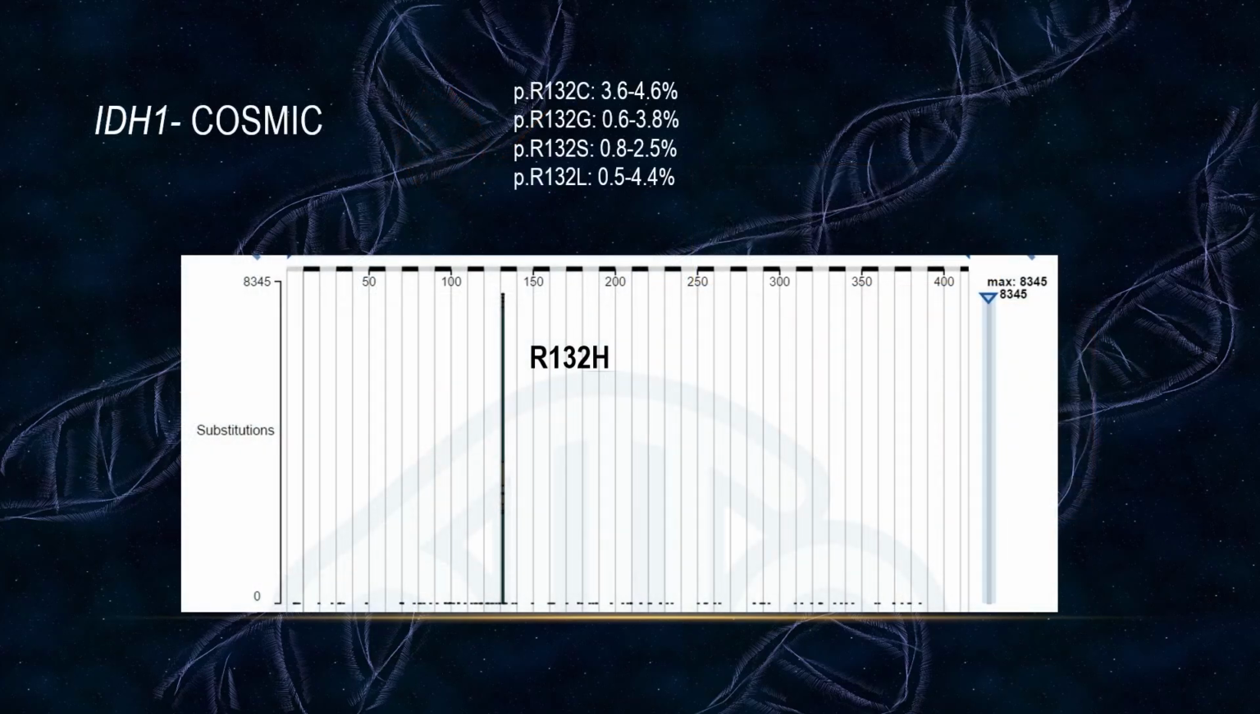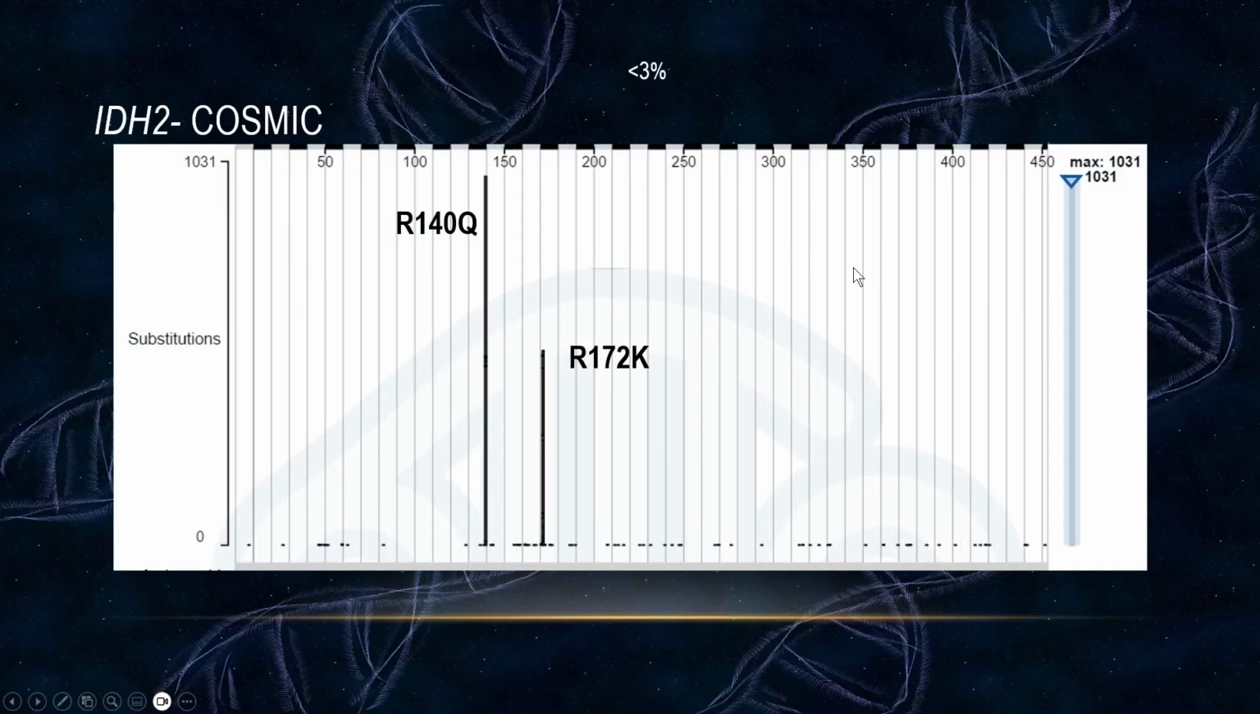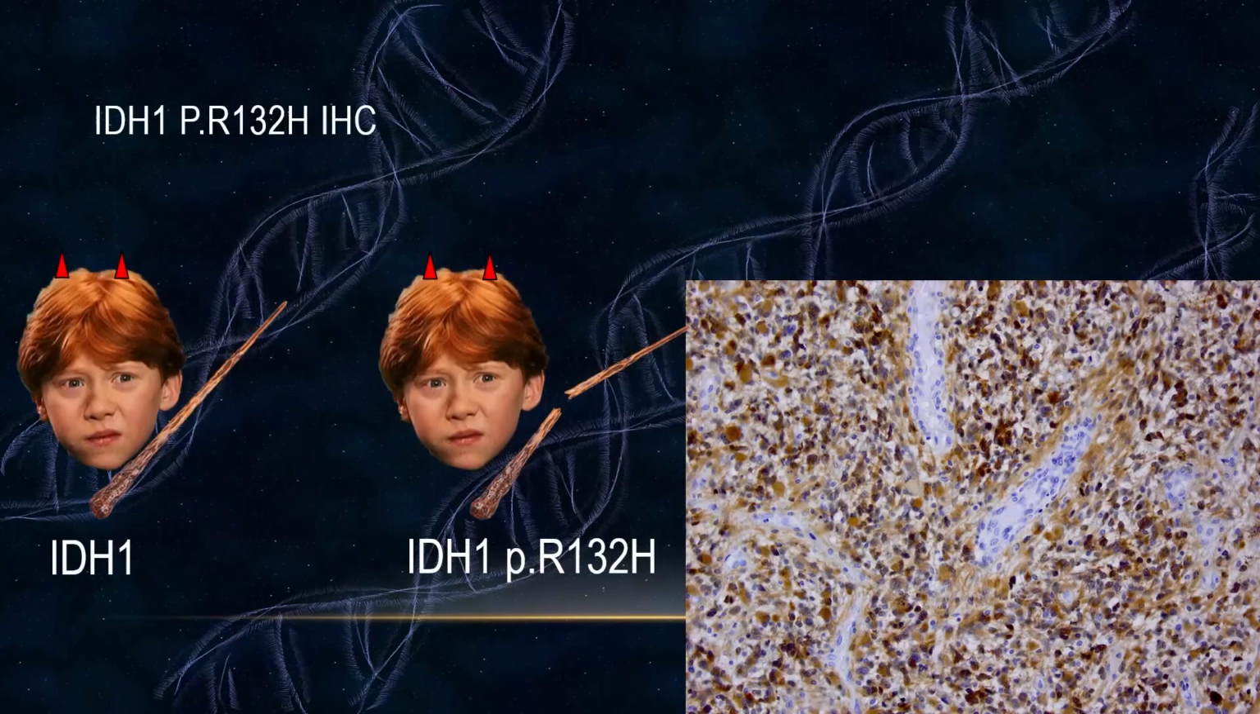So we used COSMIC for some of these other things as we've gone through these. You can see most of these are one mutation, this R132H, like you see with a lot of oncogenes, although it's a little different in this case. There are some rare ones that you can see up here in a smaller percentage. And then another small subset is IDH2 mutations.